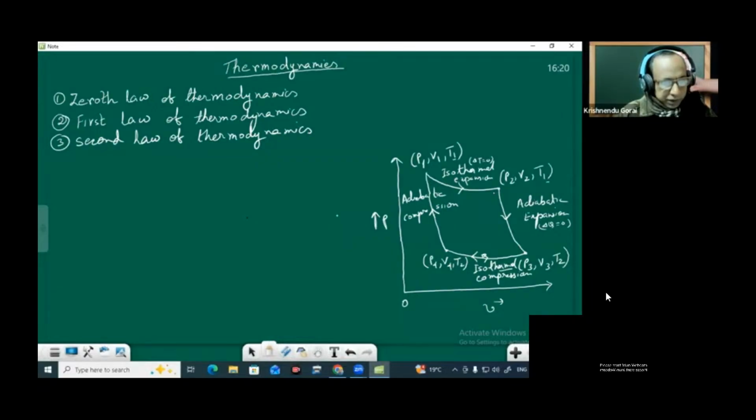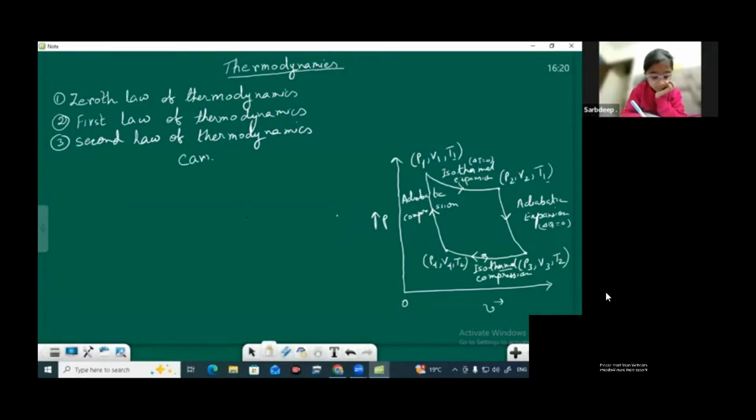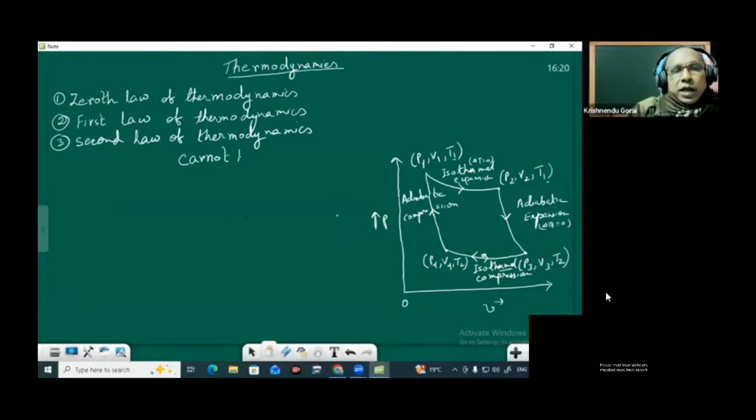So this is a cyclic process. And in a cyclic process, you have to learn, this is what we call the Carnot engine. Today we'll discuss how this Carnot engine works. Before that, we first have to learn the different types of work done that you have to define.